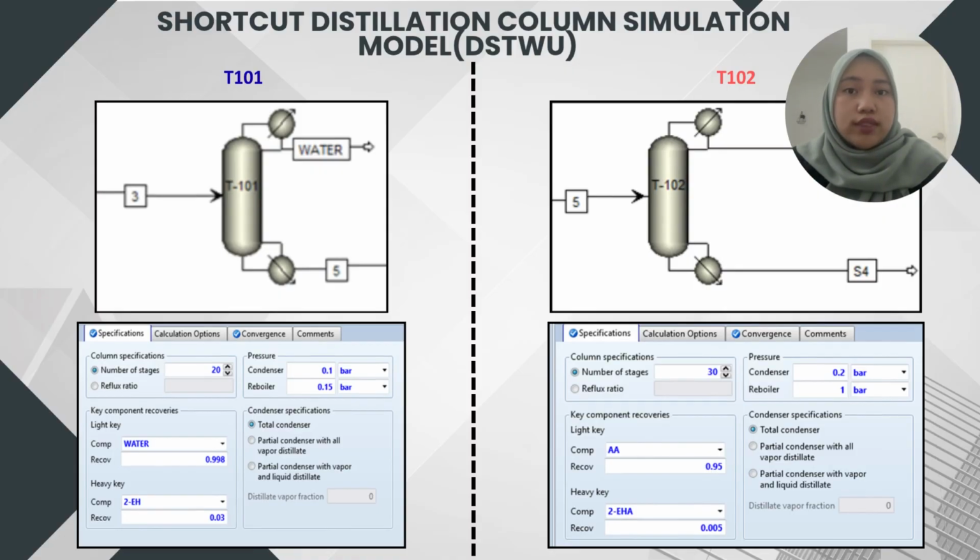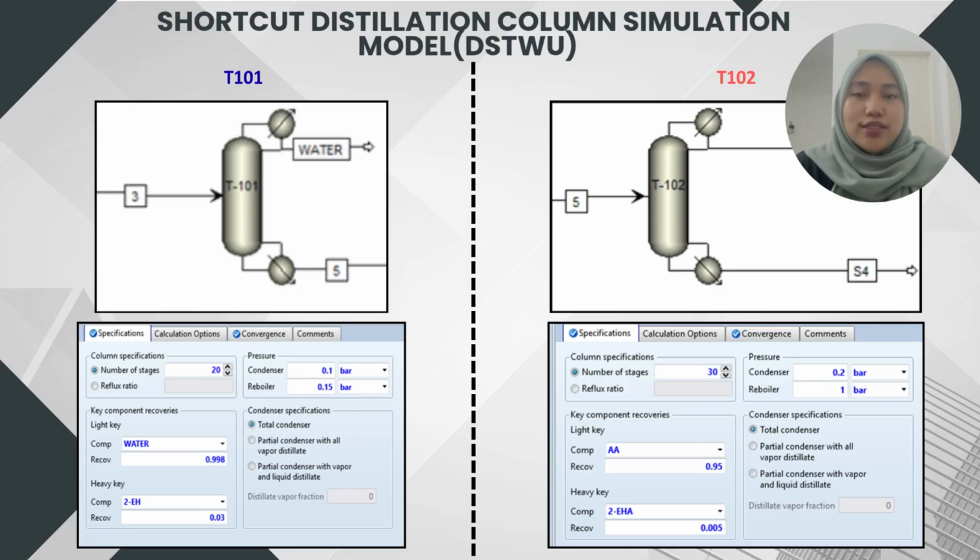For T101, water is defined as light key and ethylhexanol is defined as heavy key, which will allow the removal of water in the overhead stream, or we call the distillate stream, while retaining most of the ethylhexanol and other components in the bottom, since the other components have a high boiling point and ethylhexanol is a heavy component in the bottom stream. Then the bottom stream will be further purified in T102.